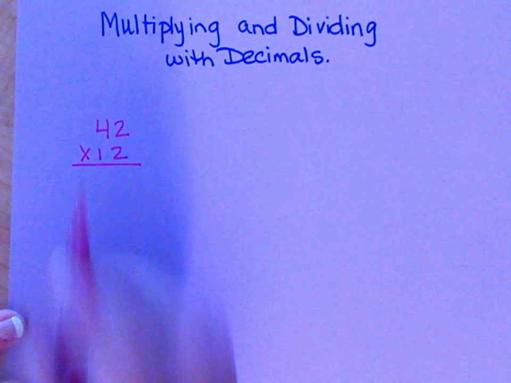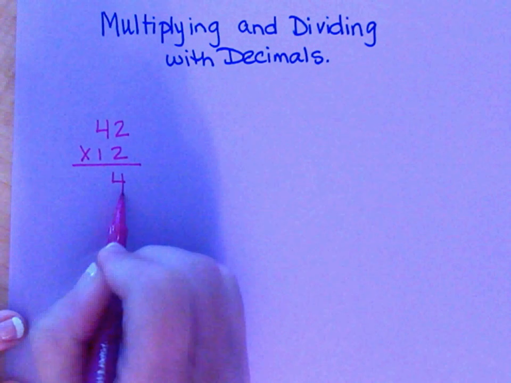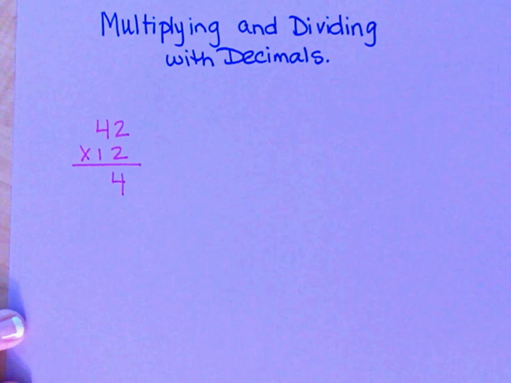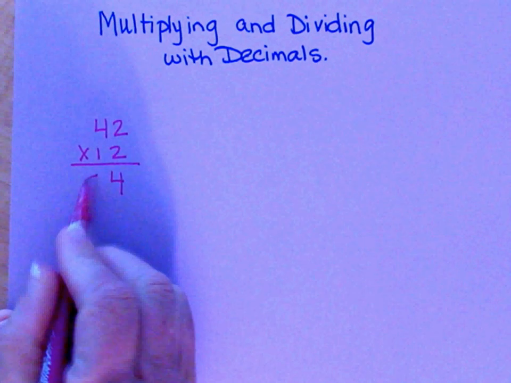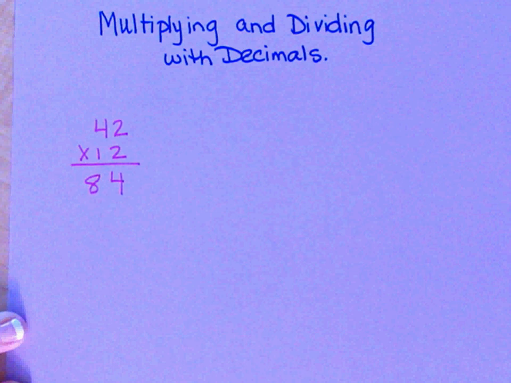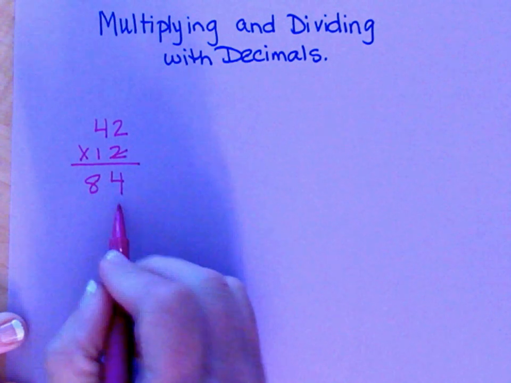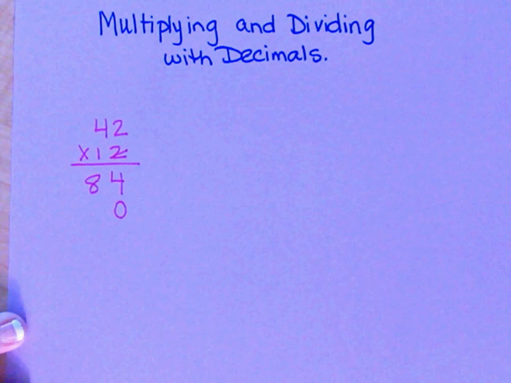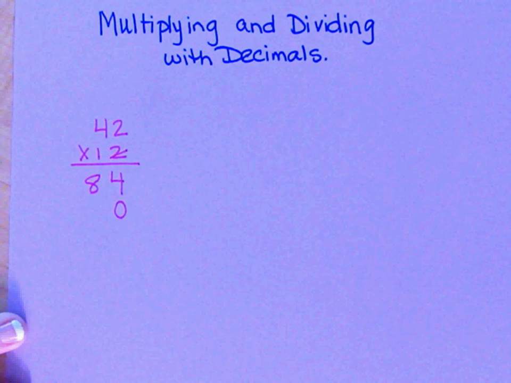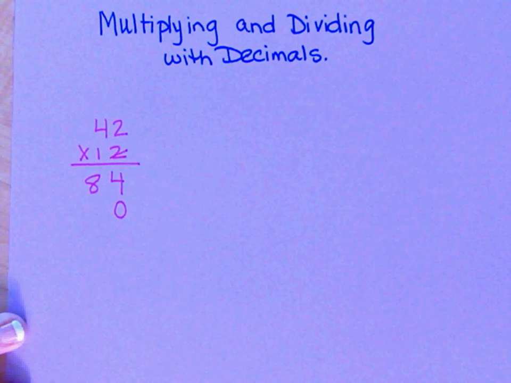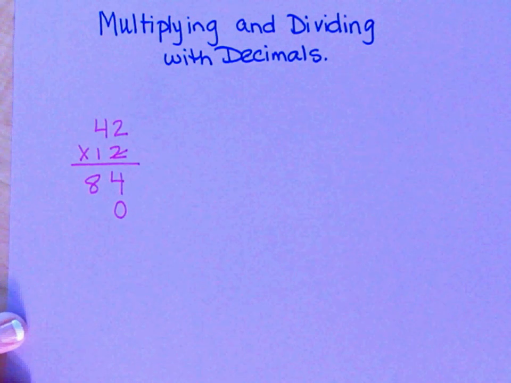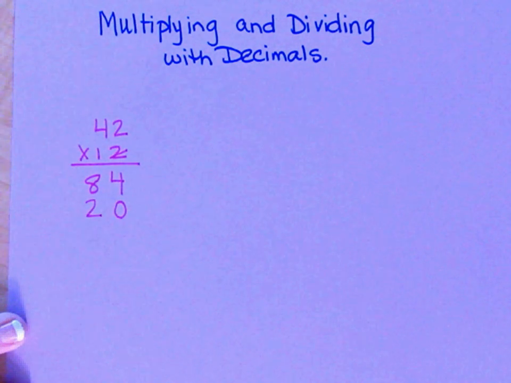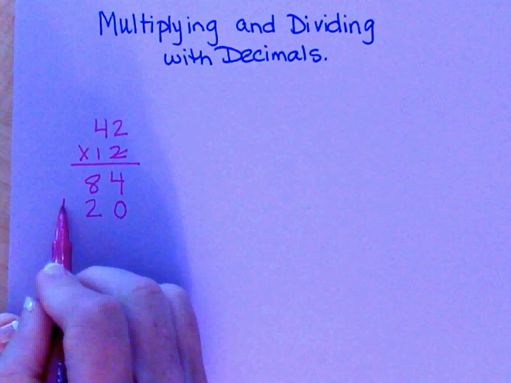So I have 2 times 2, which is 4. I have 2 times 4, which is 8. And I'm finished with the 2 in the ones place. So now I can bring down a 0, because now I'm multiplying through by 1, which is in the tens place. So it's like multiplying through by 10. 1 times 2 is 2. 1 times 4 is 4.